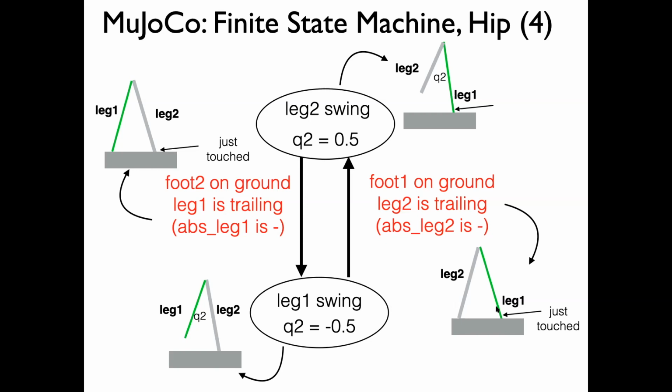And then again, I wait till leg 1 touches the ground. Again, there'll be 2 conditions. One is that foot 1 is on the ground, so the z position of the foot, and then the absolute position of leg 2 is negative, or the absolute position of leg 1 is positive. Either one will do it. So that's the state machine for the hip. I need to program the transition conditions, which are the ones in red, and then I need to program the actual commands in the state. So that would be this one. I just have to set the position. It's pretty simple: just set the control corresponding to the position servo to be 0.5 and minus 0.5.